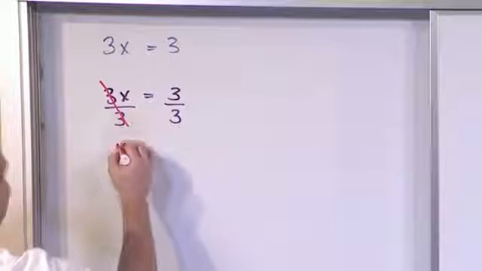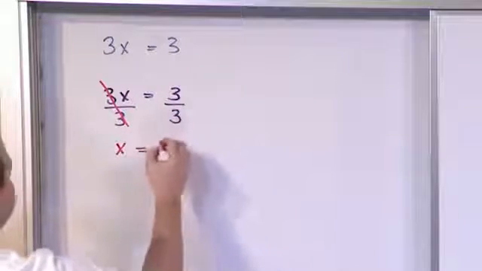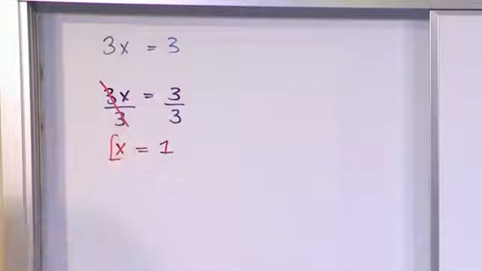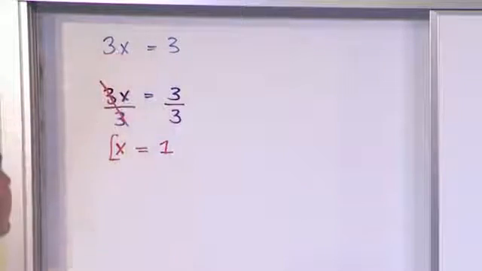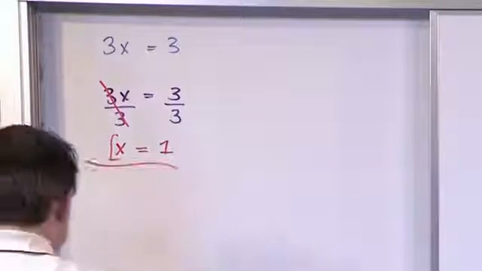So on the left, all you have is x. And on the right, 3 divided by 3 is 1. And this is the answer to the equation. And if you're unsure, just take it and stick it in here. 3 times 1 is equal to 3. So this is the solution to the equation.